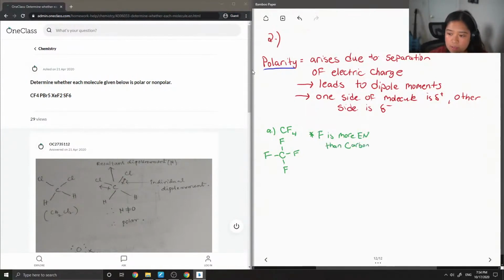So if I were to only look at the bonds on their own, you'll see that since fluorine is more electronegative, the dipole moment goes towards the F. So its bond is polar, but if we look at the molecule as a whole, all these fluorines cancel each other out. So the bond is polar, but the CF4 molecule is nonpolar.